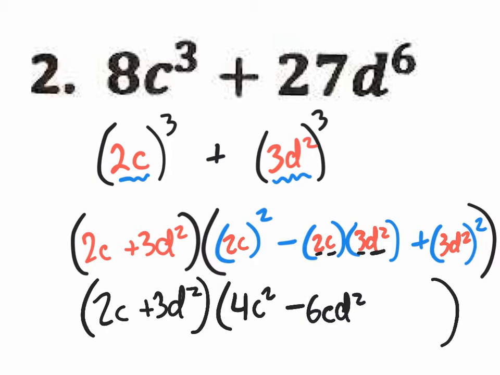And last but not least, we have a plus. What is 3d squared times 3d squared? 9d to the 4th. You see how it's important to put parentheses right here? If you didn't put parentheses, you'd probably think that this final part is 3d to the 4th. But with the parentheses, it'll help you remember that you need to distribute it to both.